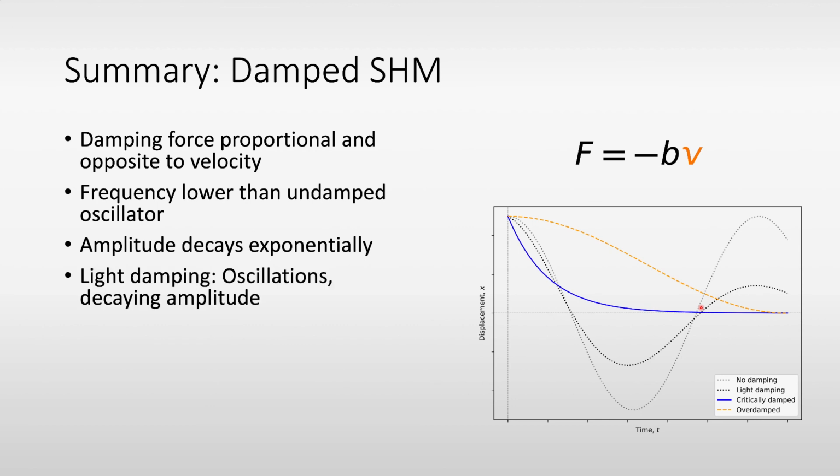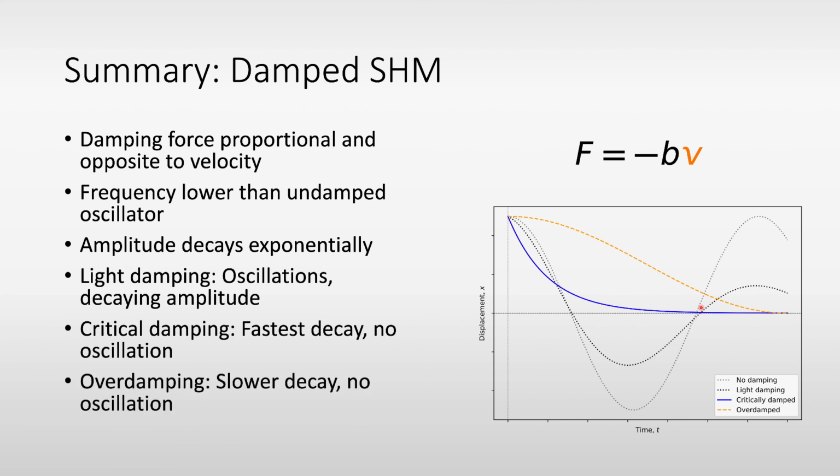When we have light damping, we see oscillations with decaying amplitude, that exponential decay. When we have critical damping, we have the fastest possible decay to the 0 point, but there is no oscillation which takes place. And we have overdamping, where there's much slower decay and absolutely no oscillation, so the system returns very, very slowly back to its equilibrium point.